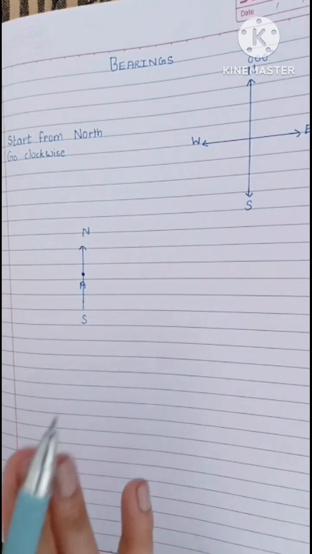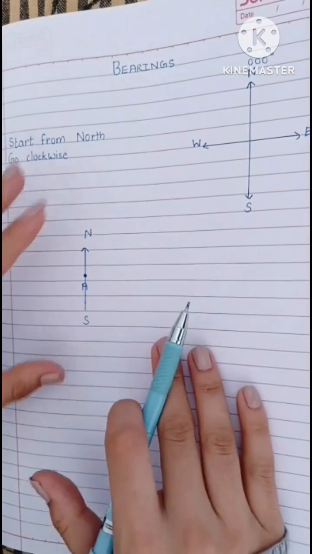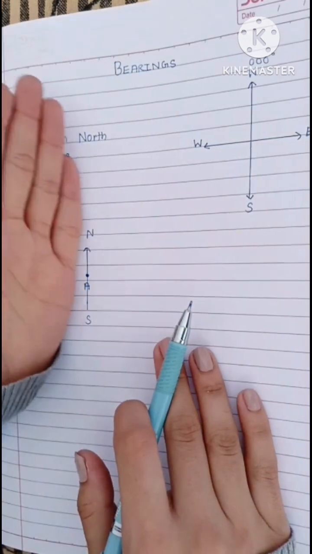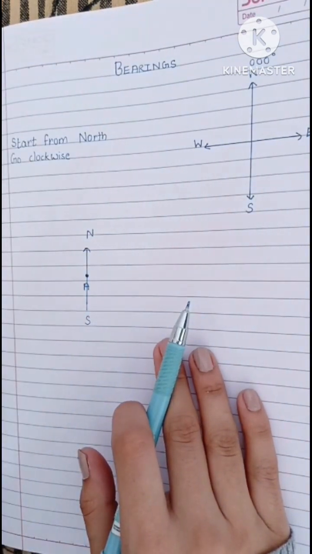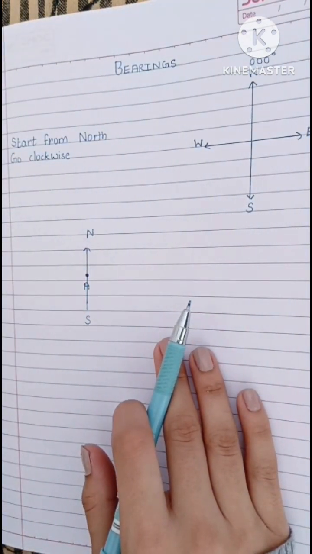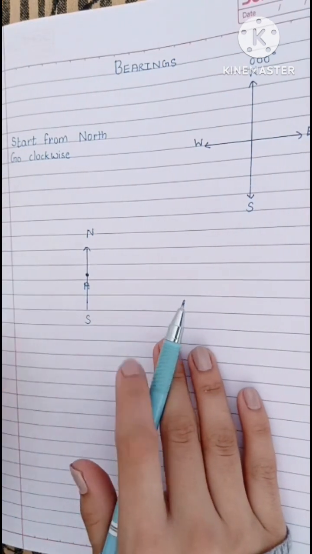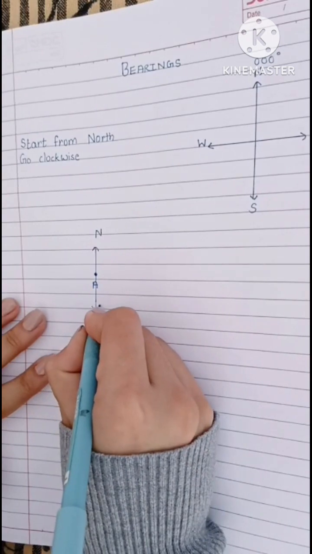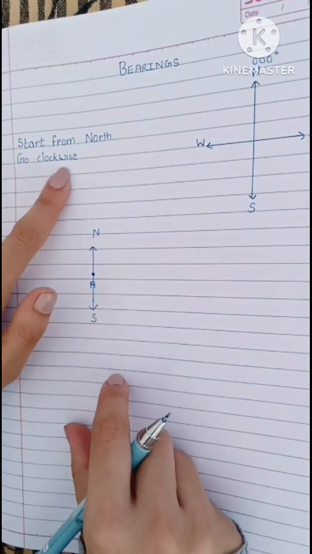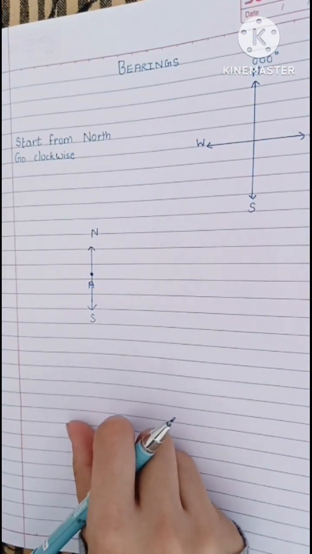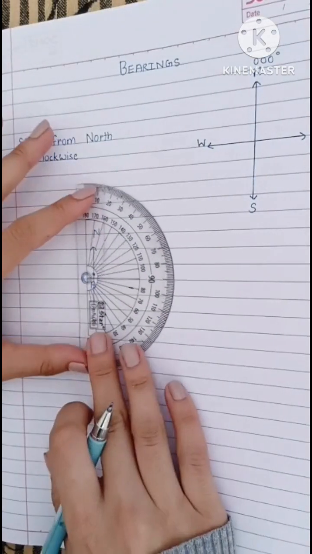Now, as we always take reference from north, we have drawn a north-south line on the point. The north-south line is just a simple straight vertical line. Okay. Now I always have to move clockwise. So let's see, where will my flight be?